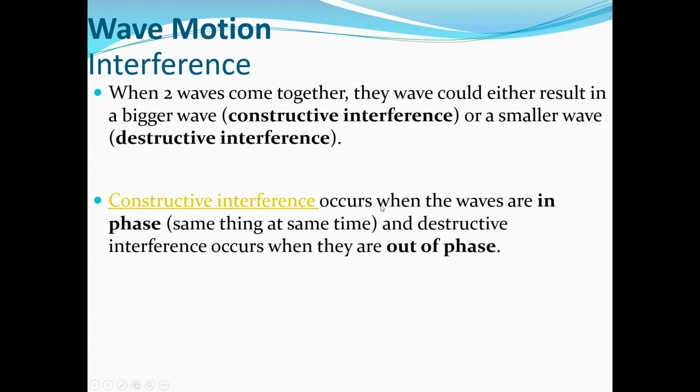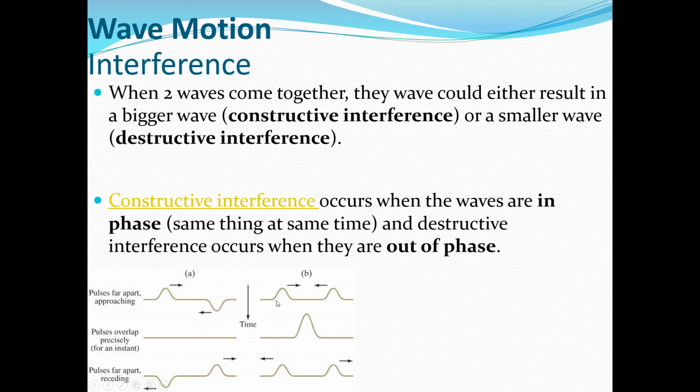Now, constructive interference occurs when the waves are in phase with each other. This means that they're doing the same thing at the same time, while destructive interference occurs when they're out of phase. So here's a good diagram. These two waves are considered in phase. This one is acting as a crest, just as this one's acting as a crest. And then when they come together, these two crests will combine to make something bigger. And then afterwards, they don't stay together forever. These waves will continue moving past each other as if this never happened.